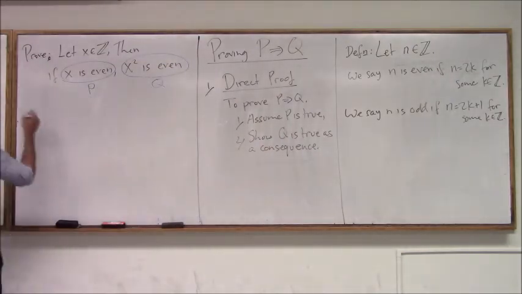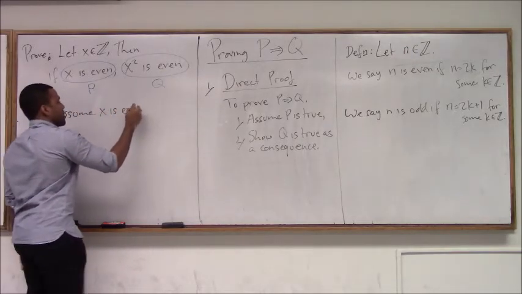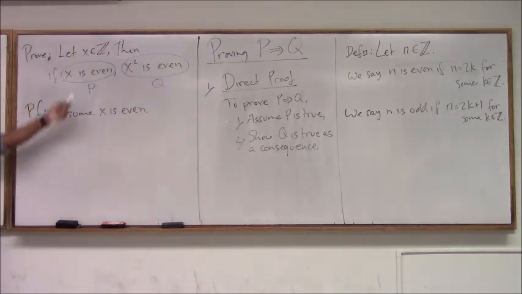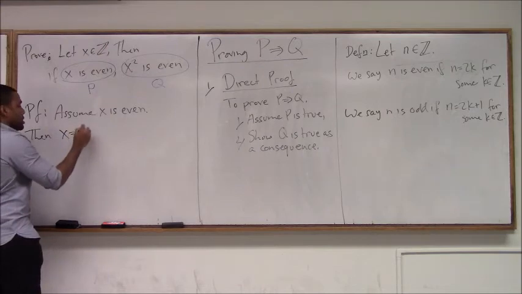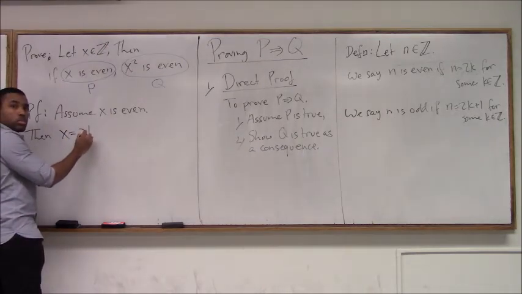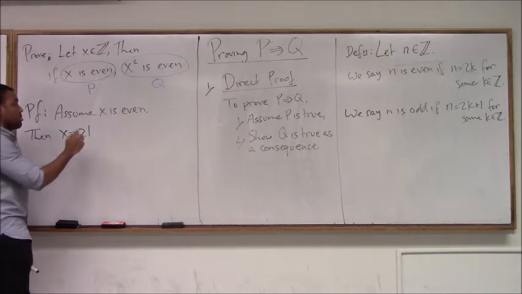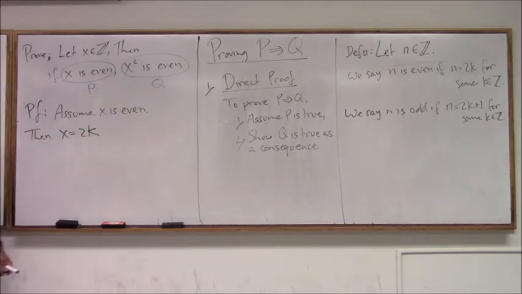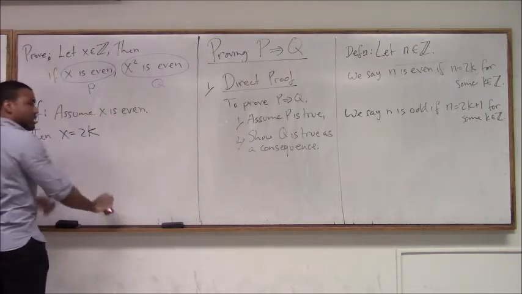So the proof here would be: assume x is even, right? So we start by assuming that the P statement is true. Then what can we say if x is even? Since x is even, x equals 2k. Right. I thought I heard someone say x squared is even. Yeah, I see. Well, okay, I should probably mention that.